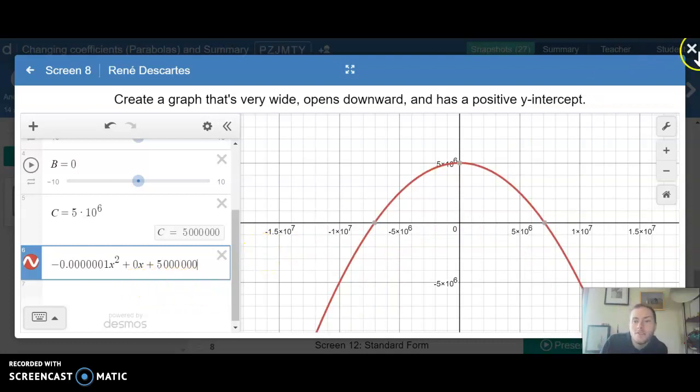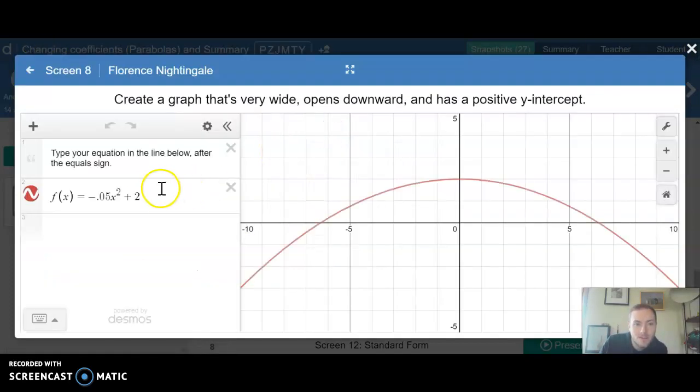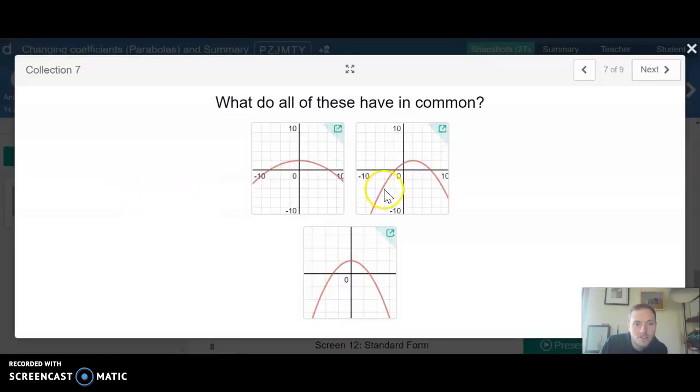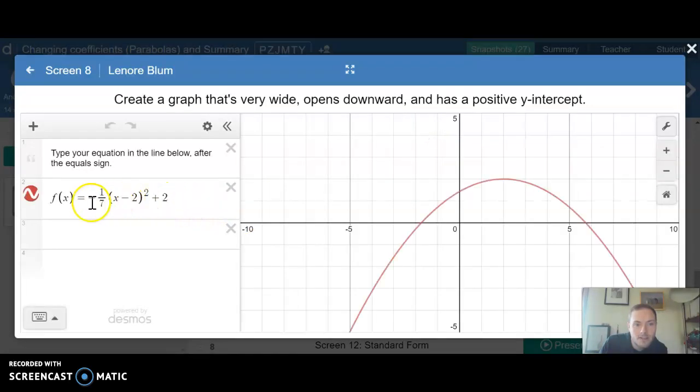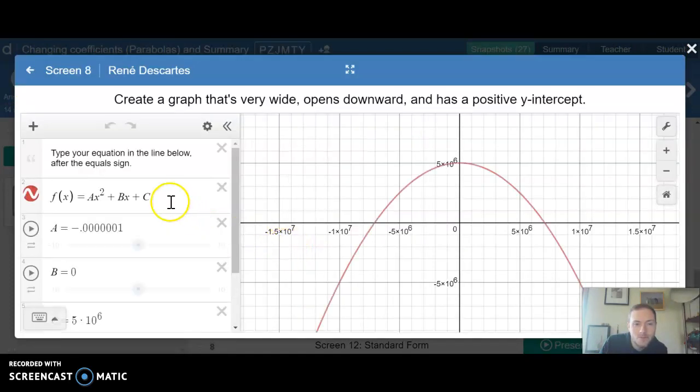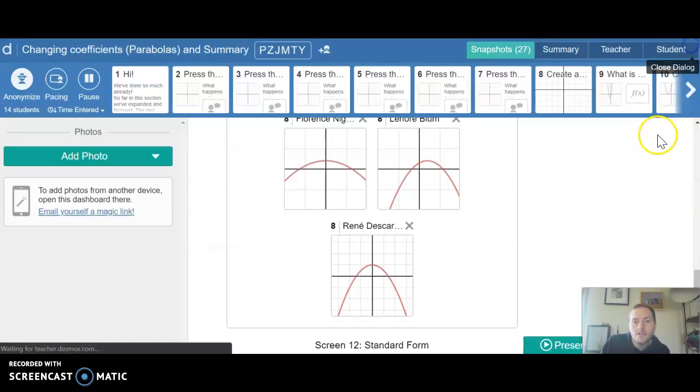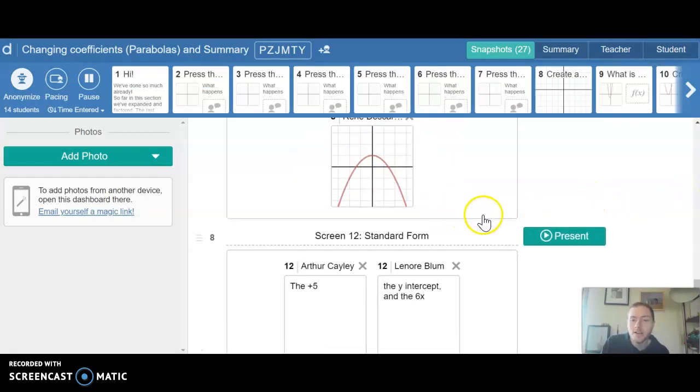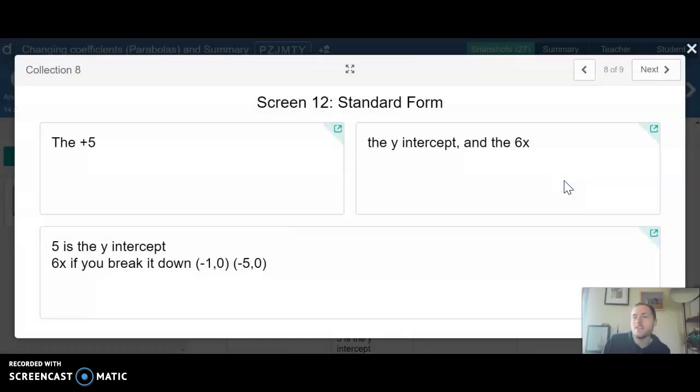Okay? So I'll go through those real quick one more time. What do they all have in common? This equation right here, this equation right here, and this equation right here. What do all three of those have in common that make it nice and wide there? Okay. So that is your next question to answer in the activity. So if you want to pause and do that, you can. Then we're going to talk about standard form.